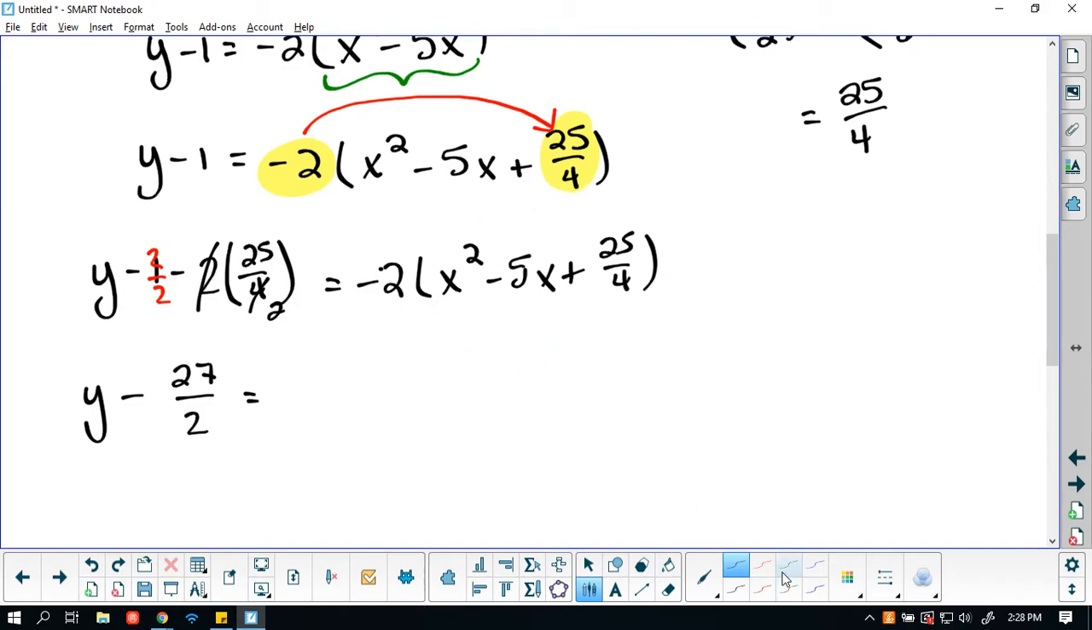And now I'm going to do this as the perfect square. So remember, the perfect square formula is going to be (x plus b over 2) squared. So now in our case, it can be (x minus 5 over 2) squared, because this is negative.